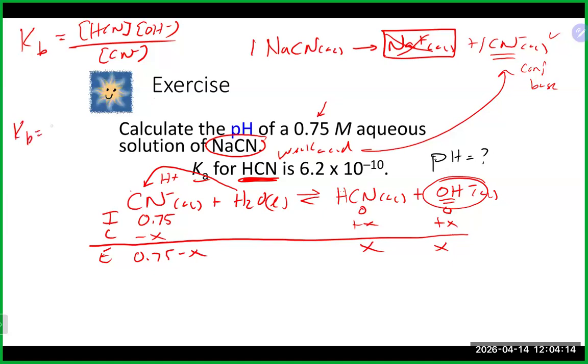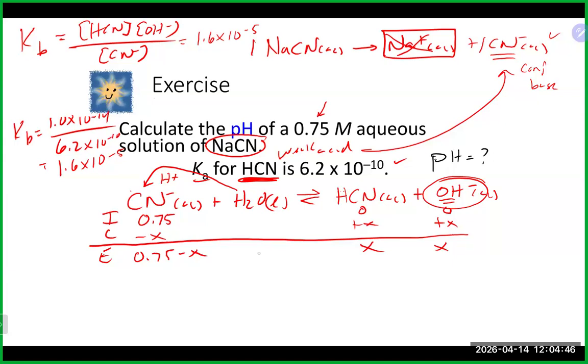Obviously, here we do need to calculate our Kb. So just like we did on the previous problem, 1 times 10 to the minus 14 divided by our Ka value here, 6.2 times 10 to the minus 10. That's going to yield us a Kb of 1.6 times 10 to the minus 5. And now we're good to go.